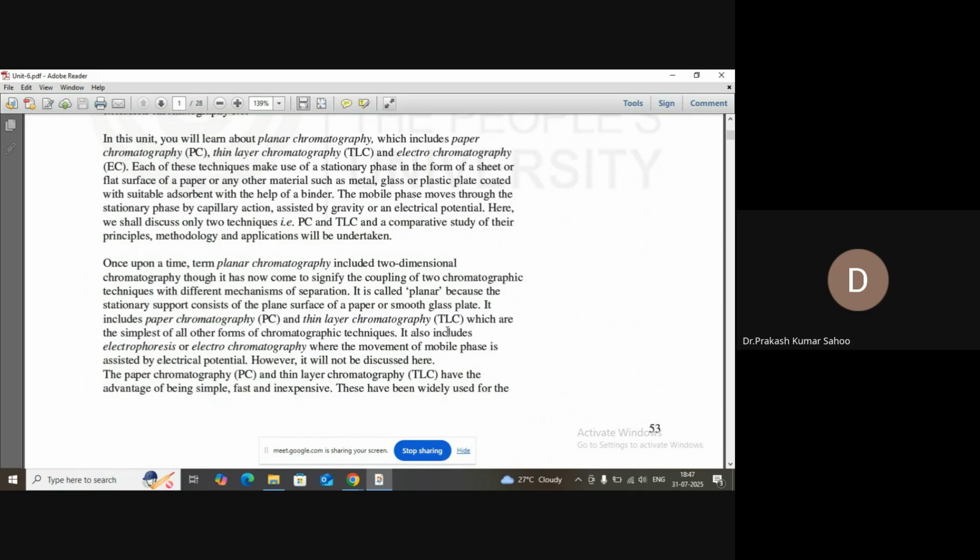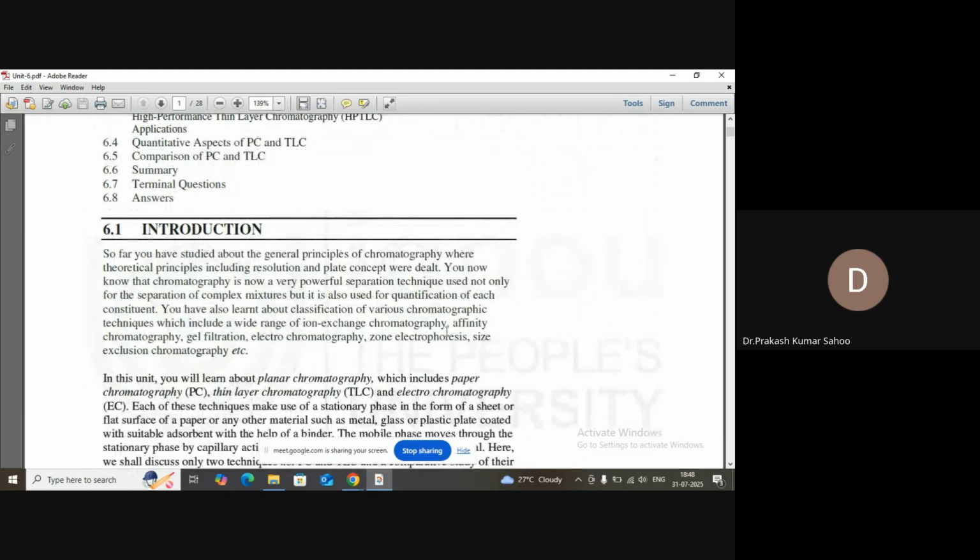As we know, in paper chromatography, we have a paper which is used as the supporting medium, and water is soaked on the paper, and your chosen solvent, which is suitable to separate the different components, is treated as the mobile phase.